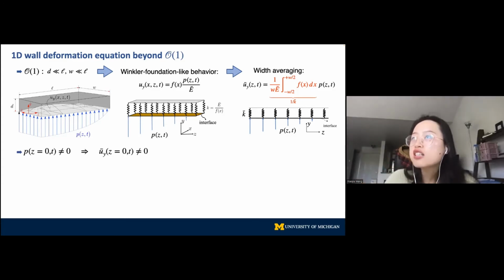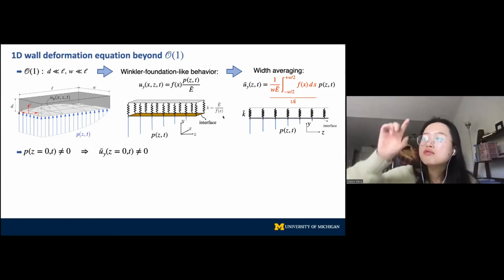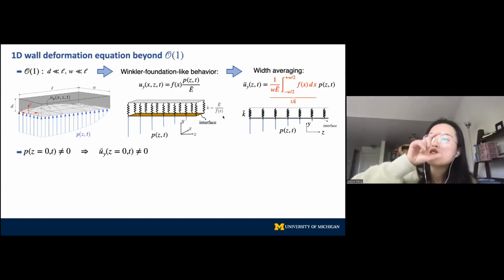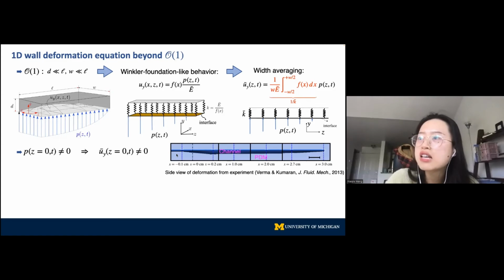But if we only consider the Winkler foundation like behavior of the interface displacement, this will give rise to a problem, because channel flow is usually pressure driven, which means the pressure at the channel inlet is non-zero. If you have a non-zero pressure at the inlet and your interface is deforming like a Winkler foundation, then you can deduce that the displacement at the channel inlet should not be zero. But this is actually contradictory with what we see in the experiment.